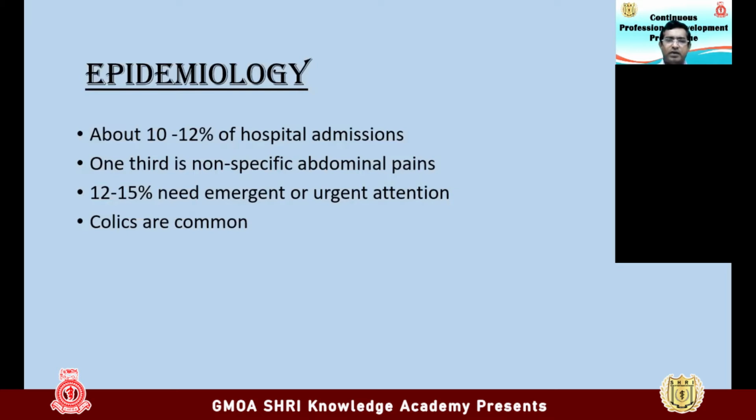Out of that, most of them are having non-specific abdominal pains. It means even though you examine this patient, assess this patient, you won't be able to come to a diagnosis. And with time, these pains will resolve without giving much trouble to the patient, without leaving severe complications or morbidities. But out of them, about 10 to 15% will need some sort of urgent attention to prevent the further sequelae of the disease.